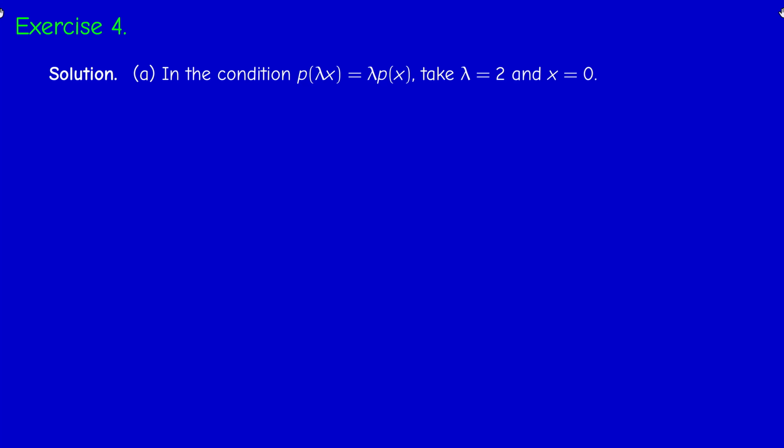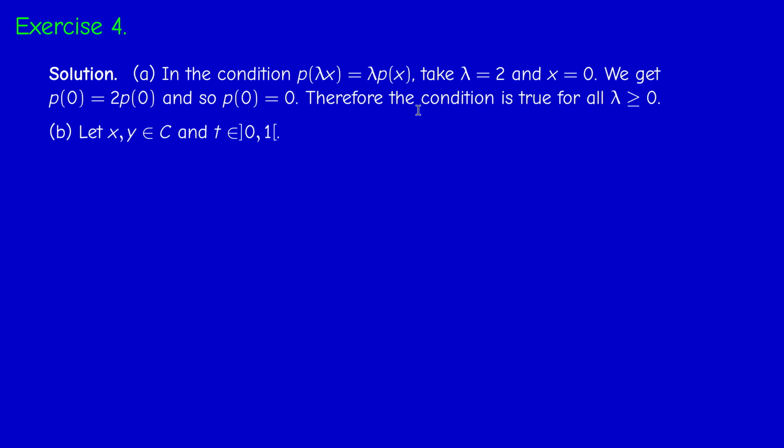Okay, so we know that P of lambda X equals lambda P of X for every lambda positive. So we take lambda equal 2 and X equals 0. We get P of 0 equals 2P of 0, which means that P of 0 equals 0. Okay, very straightforward. So this relation, in the definition, we assumed lambda is positive, but according to this, we still have P of 0x equals 0 P of X.